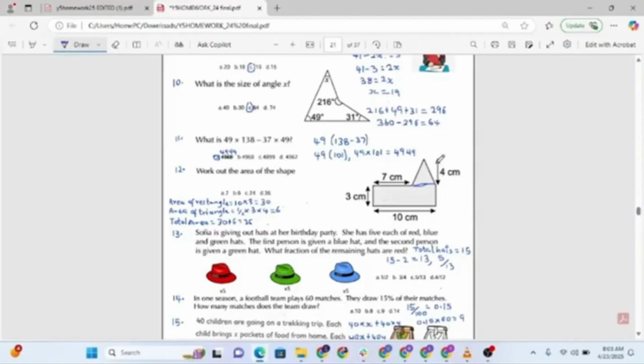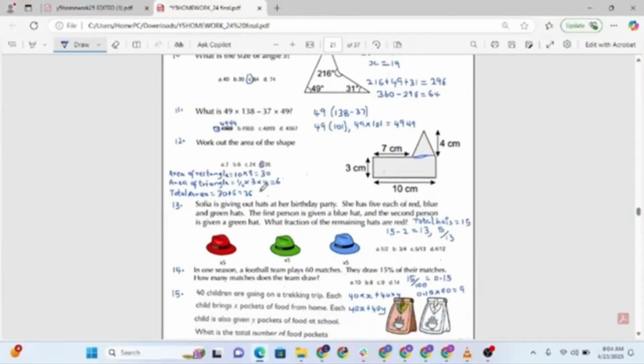To find the area of a triangle, we do 1/2 multiplied by the base multiplied by the height. 1/2 multiplied by 3 multiplied by 4 equals 6. So the area of the triangle is 6 square centimeters. Step 4. Now we add the area of the rectangle and the triangle together. 30 plus 6 equals 36. So the total area of the shape is 36 square centimeters. Final answer. The correct answer is option D, 36 square centimeters.